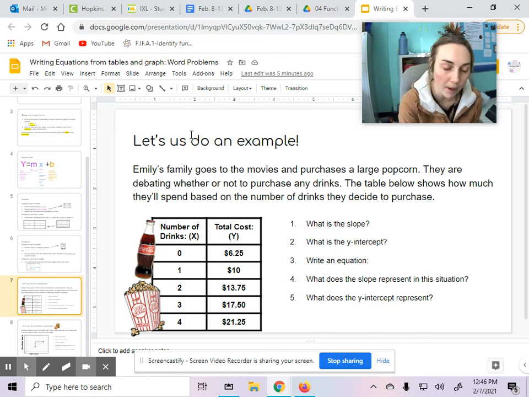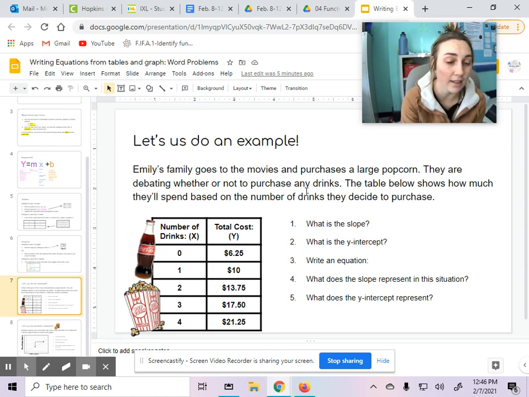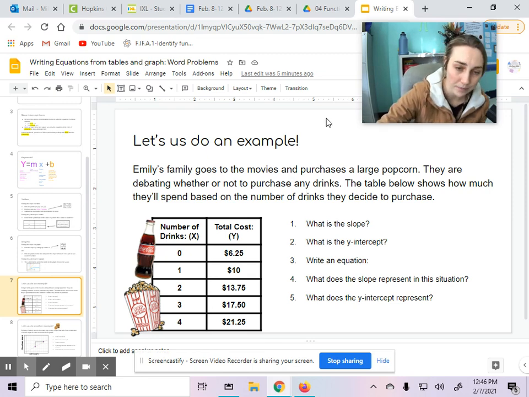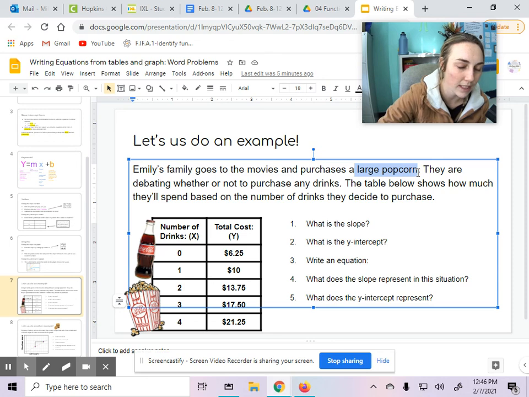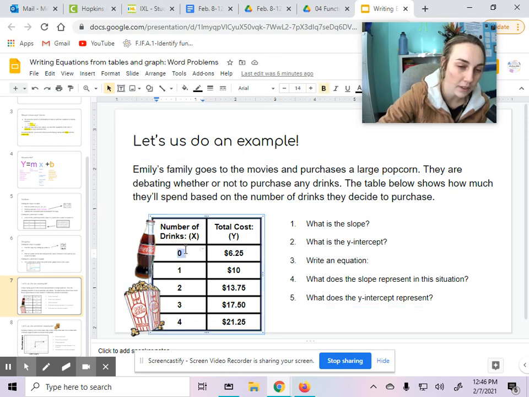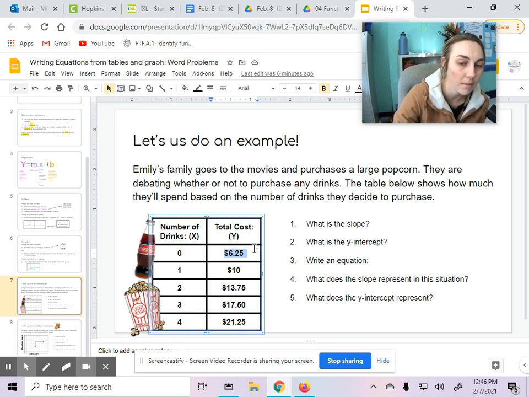They already know they're getting the popcorn, but how many drinks they get depends on how much money they want to spend. So here's a table that represents how much money they would spend per drink they would order. So for example, we already figured out that the large popcorn is $6.25 because they already purchased the large popcorn. They haven't purchased any drinks yet. So here are the number of drinks. So when x equals 0, y is $6.25. Therefore, we know the large popcorn is $6.25 to begin with.